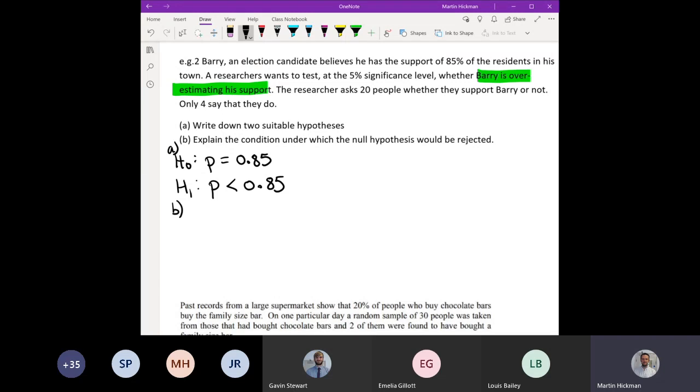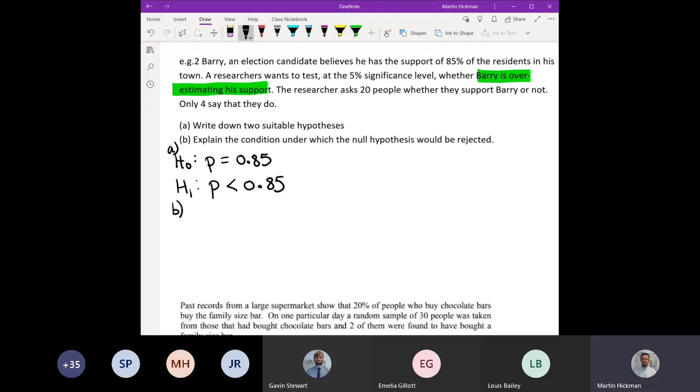And then B, explain the condition under which the null hypothesis would be rejected. Okay, so what we're saying here is we asked 20 people, and if he has 85% of the support, you'd expect 17. But it might just be that your sample doesn't maybe have his biggest fans, and you find a sample with only 16 people that support him. I think if he says 85% of people support me and you find out 80% do, it's not that much reason to be suspicious. 15, you're going to lose 15, probably still okay. 14, you're probably starting to get in that area now where you're starting to get suspicious, and then so on.